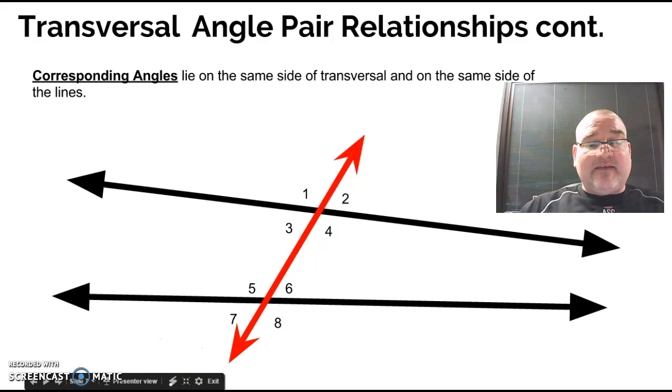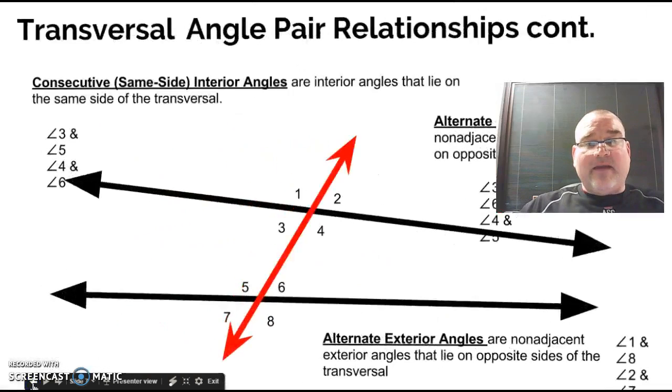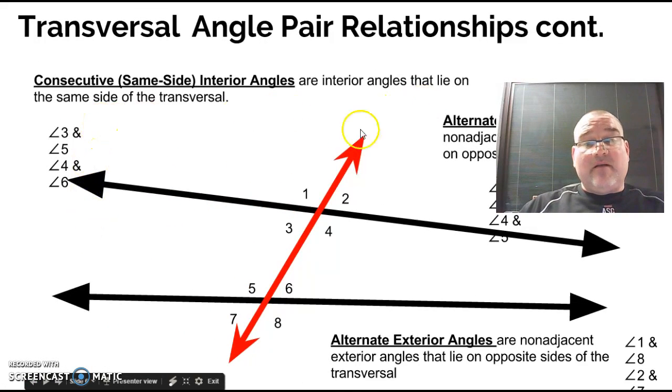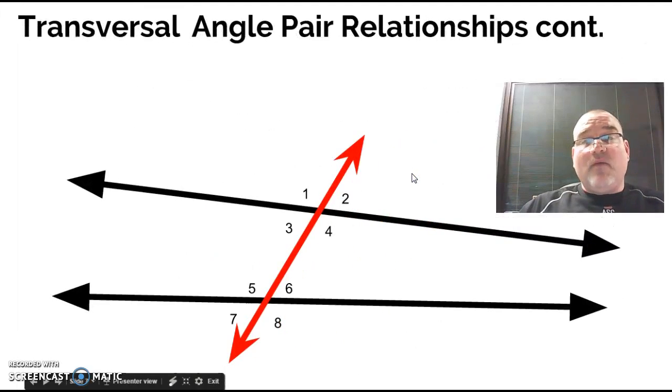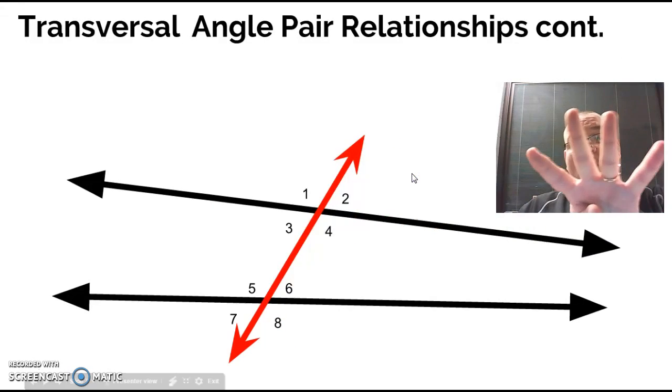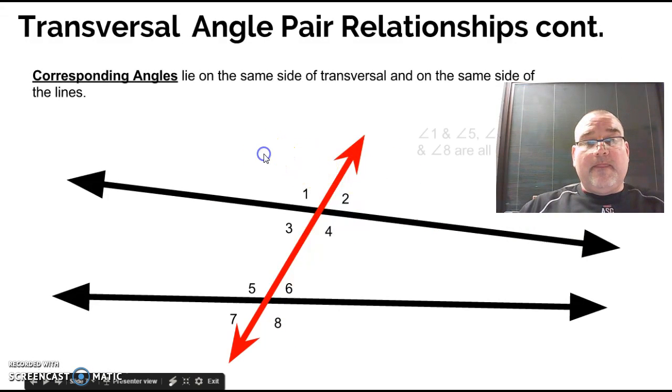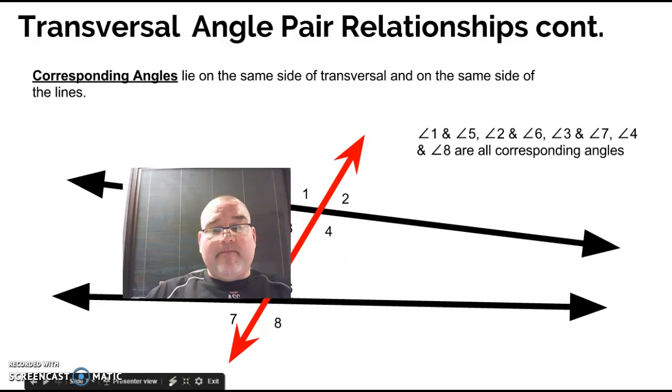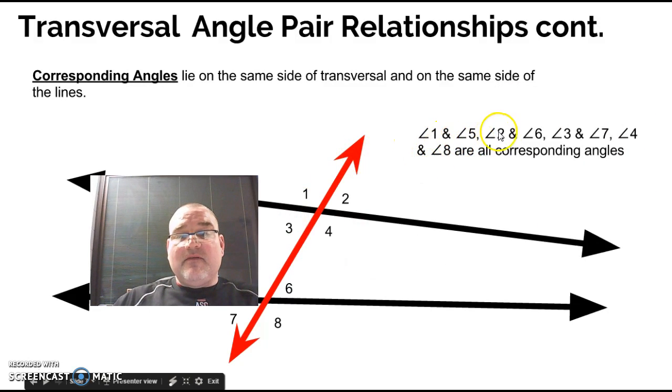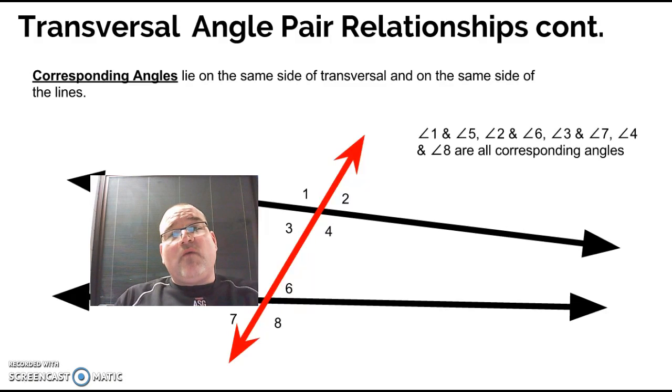Everything we talked about on the last slide, if we go back here, you only have 2 of each pair. You have 2 pairs of consecutive same-side interior angles. You have 2 pairs of alternate interior angles. You have 2 pairs of alternate exterior angles. Correspondings, on the other hand, we have 4. Count them, 4 pairs. And as we talked about, 1 and 5, 2 and 6, 3 and 7, 4 and 8. Those are the special pairs of angles and the transversal angle pair relationships that you have to know going forward here in Chapter 3.